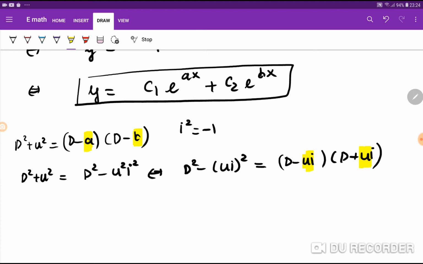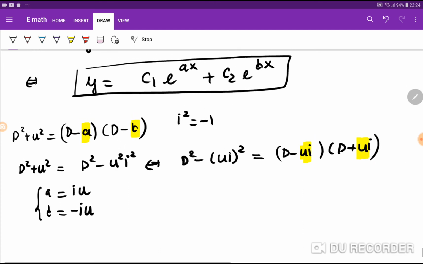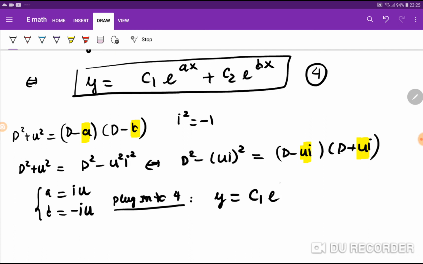So I say, in order for both of them to be equal, a will be iu and b is negative iu. Okay, yeah, it's a complex number. So I'm going to plug it into equation 4. So what is that? c1 e to the power of iux plus c2 e to the power of negative iux.